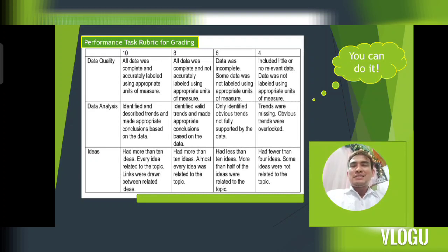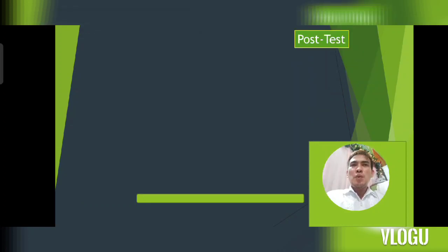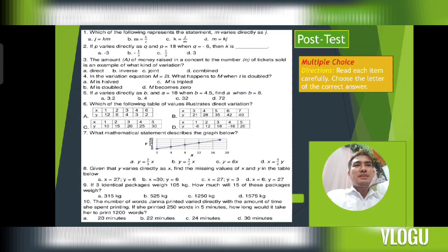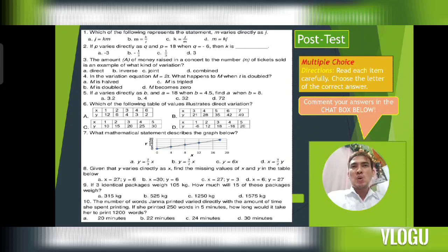Alright, so let's proceed with the post test. For your post test, this is going to be the direction. Multiple choice, of course. Read each item carefully, then choose the letter of the correct answer. And what you are going to do is comment your answers in the chat box below. Right there.